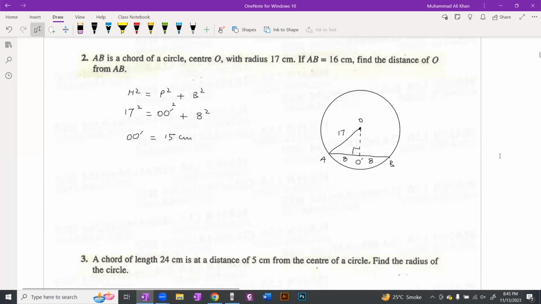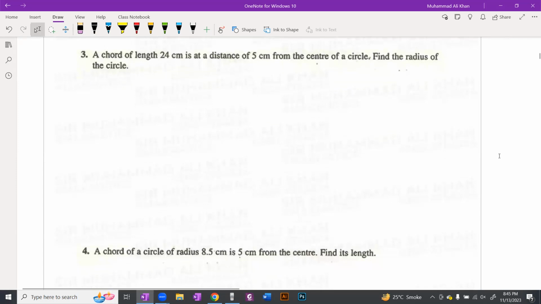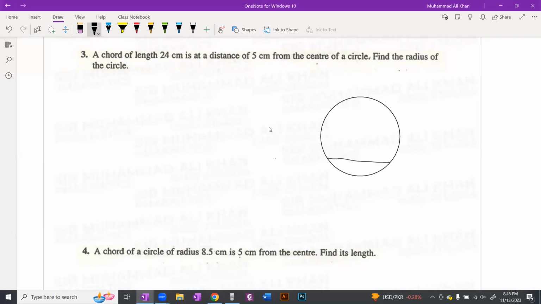Next question, question number 3. A chord of length 24 centimeter is at a distance 5 centimeter from the center of a circle. Find the radius of the circle. Again, we have to draw a circle. A chord of length 24 centimeter is at a distance from center, let's say O. Here it is, let's say O dash. This distance is 5, and we have to calculate the radius of the circle.